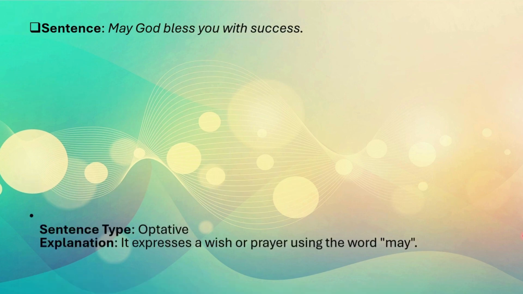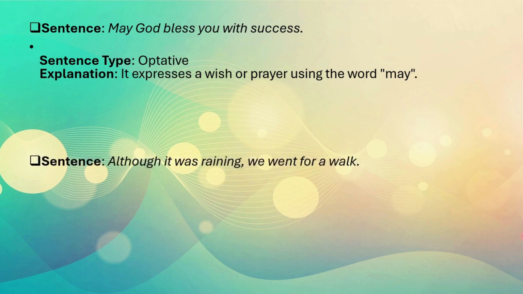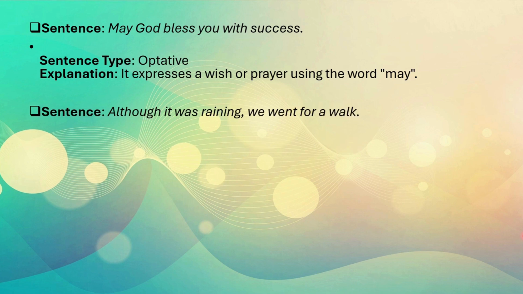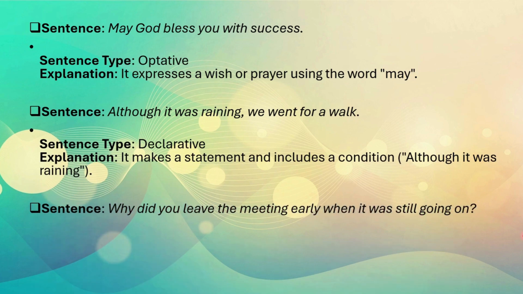May God bless you with success. This is an optative sentence because it is showing a good wish, or telling about the wish of someone for someone. Okay. Now, although it was raining, we went for a walk. It is a complex sentence, but it is stating something. It has a meaning, and there is no argument in that. So it will be simply a declarative sentence.